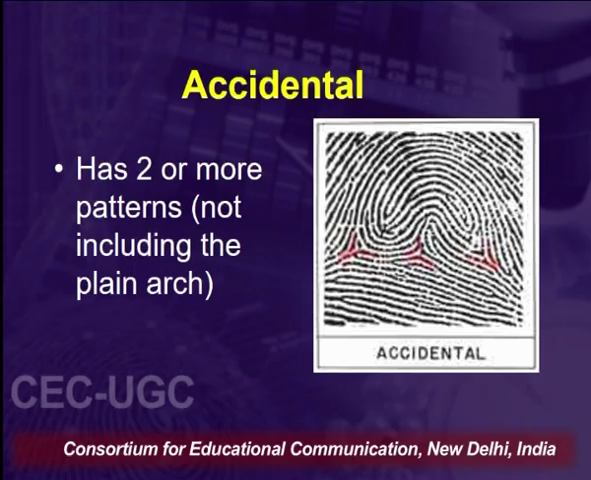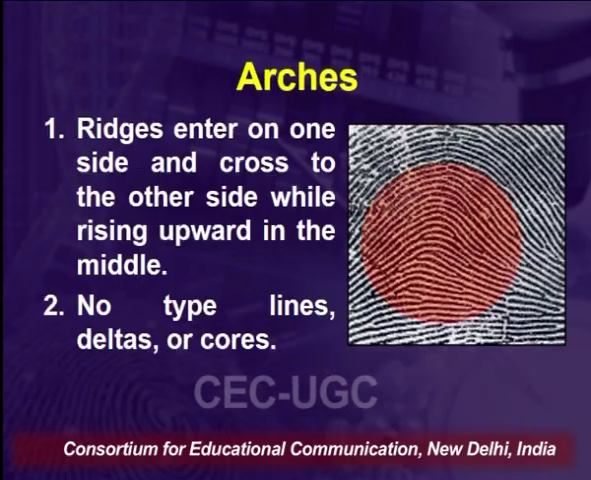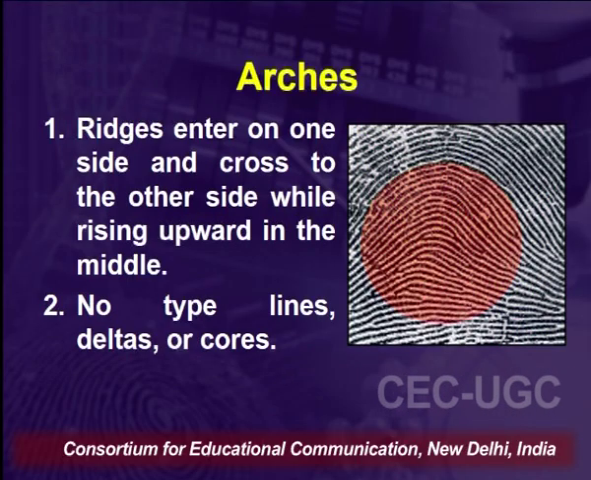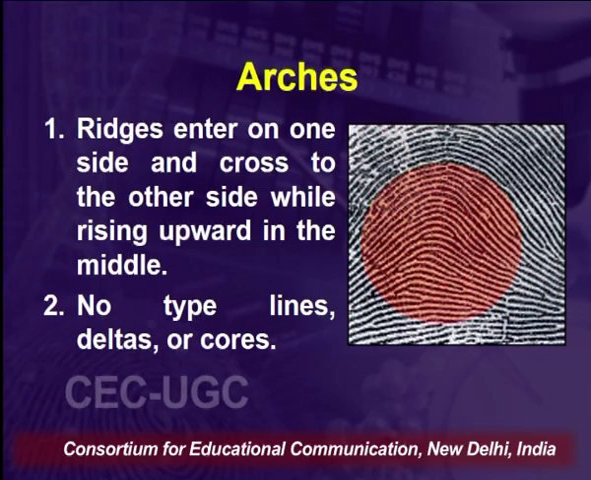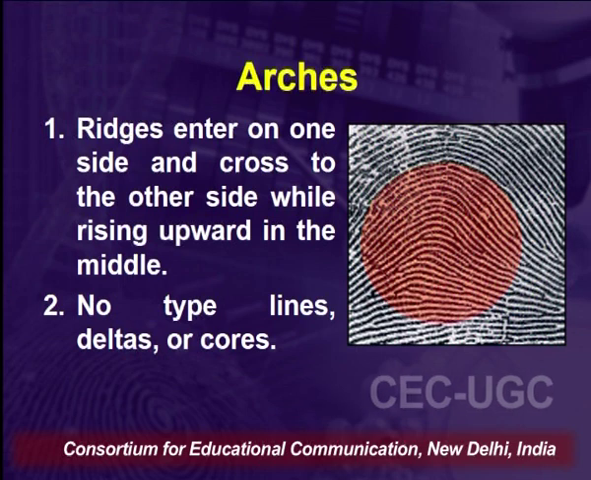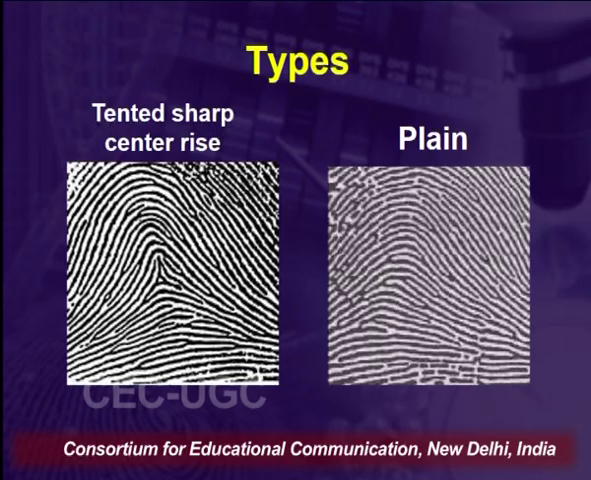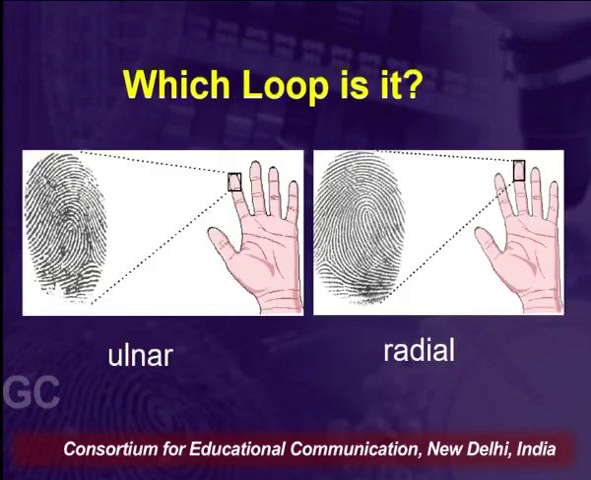The arch is just the type lines which are flowing from the left side to the right side. The ridges do not have any type lines, delta or cores. They enter on one side and cross to the other side while rising upward in the middle. If they have a certain rise in between, we call them tented arches, and if they do not have any rise in between, we call them plain arches. So the arches can be further of 2 types, the plain and the tented, and this can be easily classified.